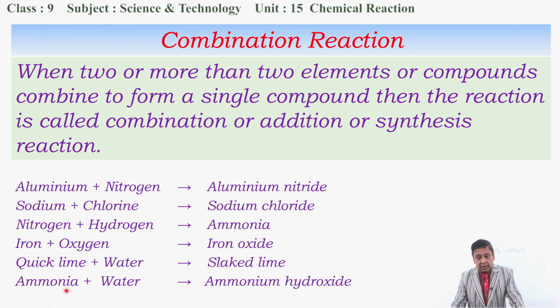In the same way, here I have given many, but the major point is 2 or more than 2 elements combine with each other to form a compound. If the product is only 1, but the reactants are 2 or more than 2, then that is called a combination reaction. I have taken just 2 on the reactant side, but sometimes maybe 3 or 4 also, but the product of a combination reaction is always 1. Okay, this is all about combination.